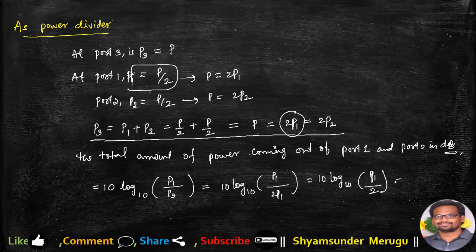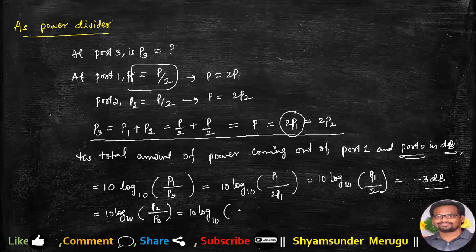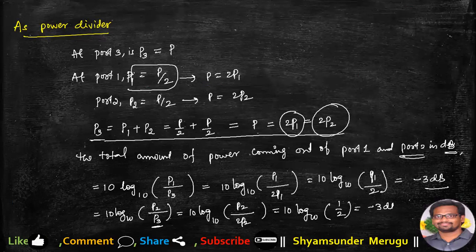So when we calculate this, we get minus 3 dB. At the same time, if we look at the power at port 2 also, then we get 10 log base 10, and the input power is P3, that is at port 3, and the output power that we are getting at port 2. Now this can also be written as 10 log base 10 P2, and again P3 can also be written as 2P2. So again it will be 10 log base 10 of 1 by 2, whose value is again minus 3 dB.